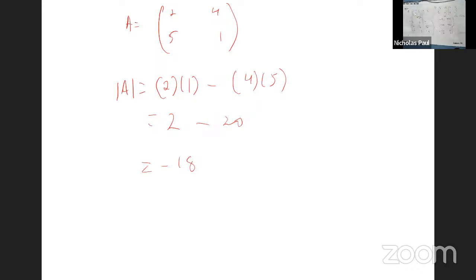No, we haven't reached there yet. That's when you find the inverse. The determinant is minus 18.